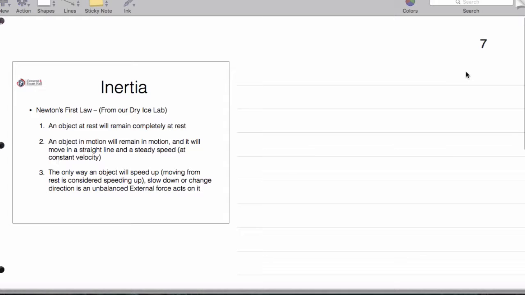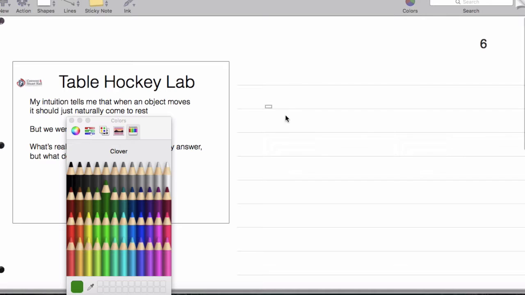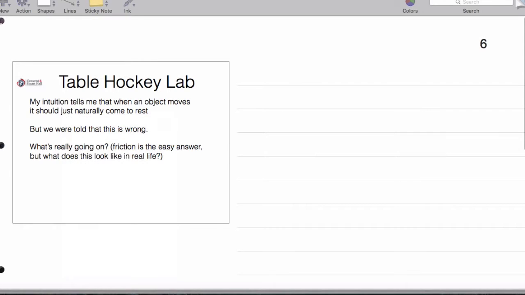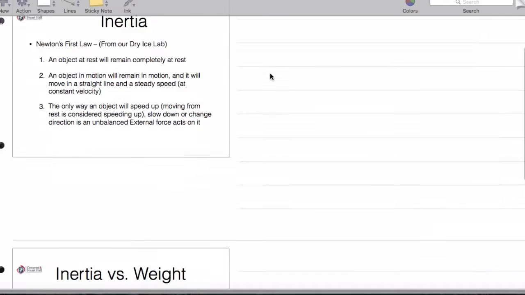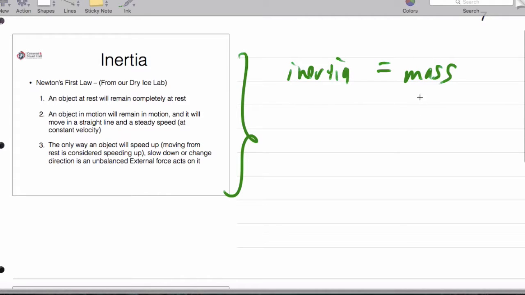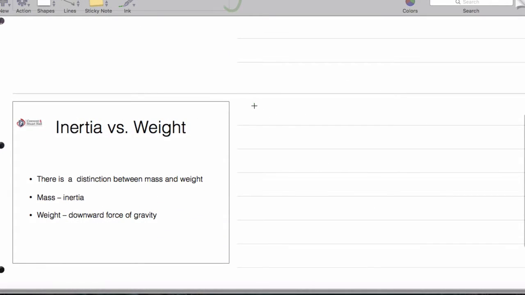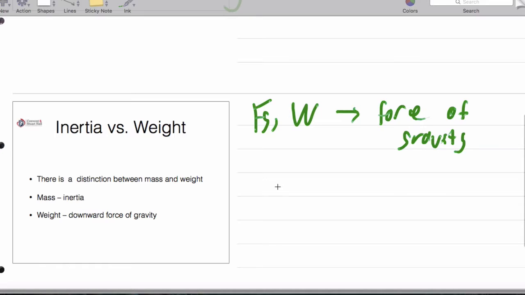We did a little penny flick game where I gave you an index card with a penny on it, and you flicked it across the room. We watched a couple of videos on inertia, and what we finally came up with is that this notion of inertia is identical to the notion of mass in physics. We measure mass in kilograms, and we distinguished mass from weight, where weight, or Fg, is the force of gravity, and mass is this inertia idea.